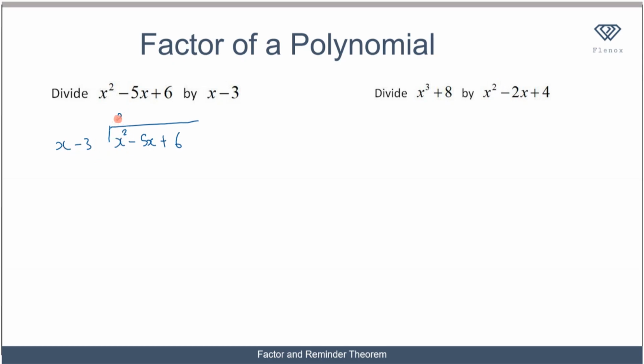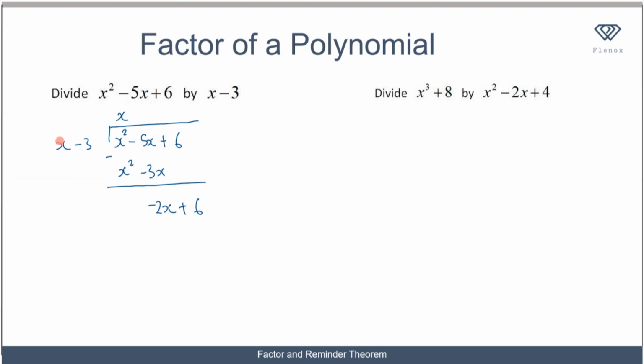So what can go here? We have x here, and x times x will give me x squared, and x times minus 3 will give me minus 3x. So we subtract both, and x squared minus x squared will give me 0. Minus 5x minus minus 3x, minus minus turns to plus, so I'm left with minus 2x plus 6.